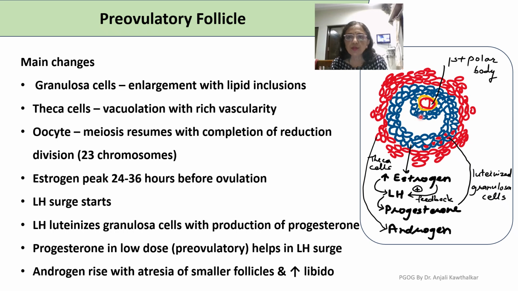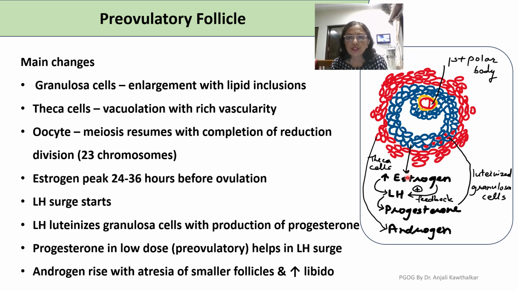This is the cumulus oophorus. These are the granulosa cells which are enlarging with lipid inclusions, which are called luteinized granulosa cells, which are secreting progesterone in small quantity. Theca cells and granulosa cells: theca cells are mainly androgen producing.